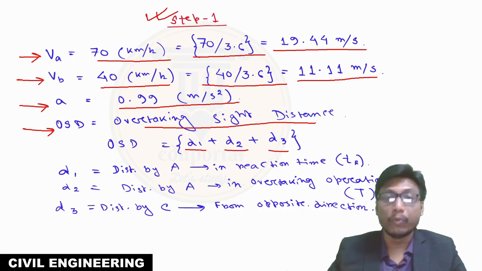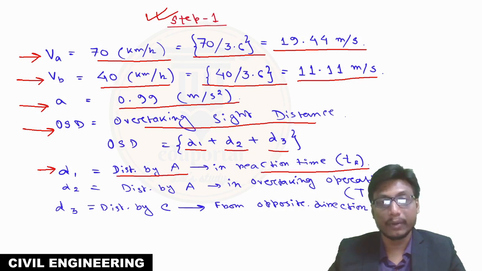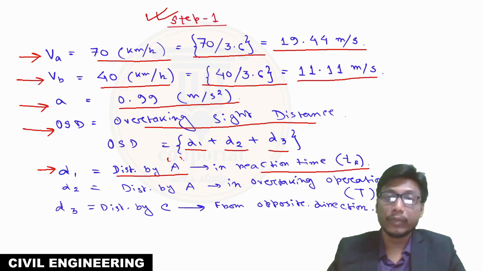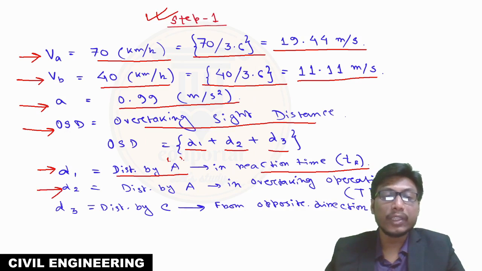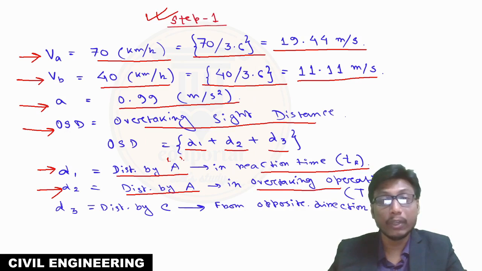Okay. Now, what are they? We know D1 is the distance traveled by A, that is the overtaking vehicle, in the reaction time TR. We assume that in this reaction time, vehicle A moves with the velocity VB. If you have read the theory, you know why this assumption is made. And D2 is the distance traveled by A, the overtaking vehicle, during the overtaking operation.